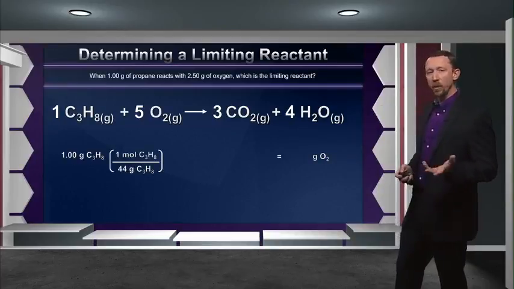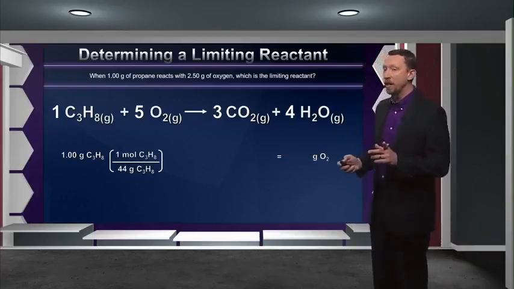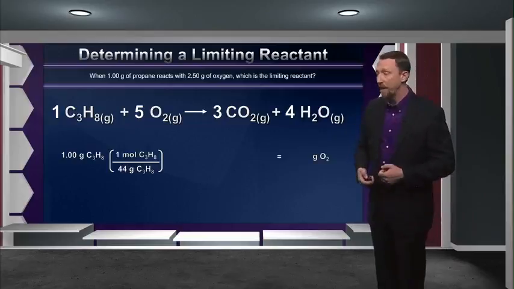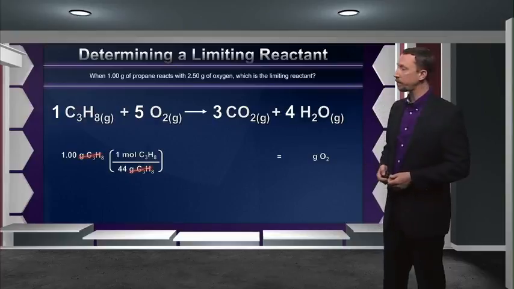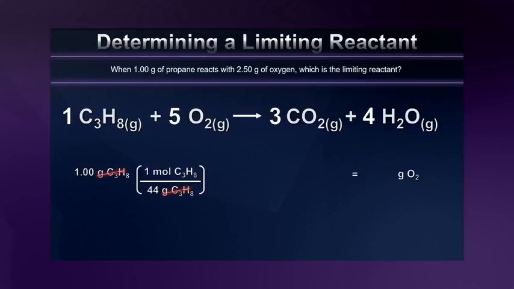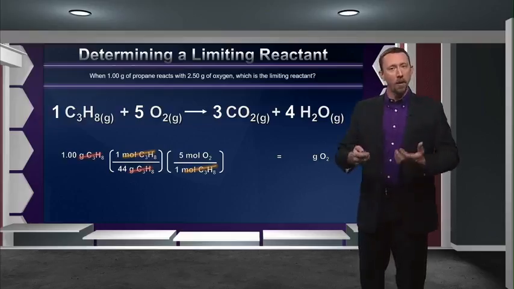So I'm going to use the molar mass of propane, which I've estimated at 44 grams per mole. But notice that I have divided through by that value because I want grams of propane to cancel. Now I'm dealing with moles. That's great, because my reaction stoichiometry tells me that 1 mole of propane is going to react with 5 moles of oxygen. And I can use that as a conversion factor, setting it up such that moles of propane will cancel. Now I'm working with oxygen, so I'm on my way.